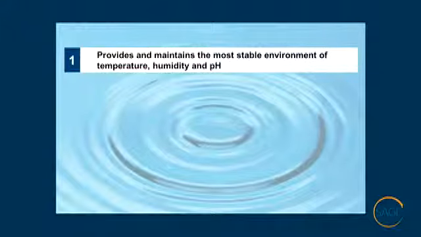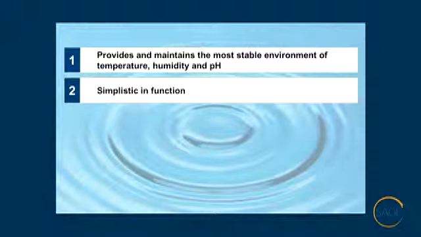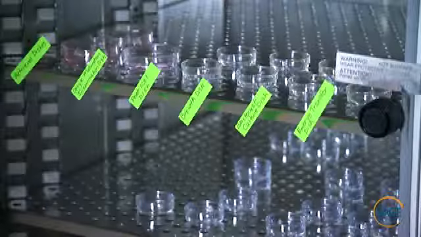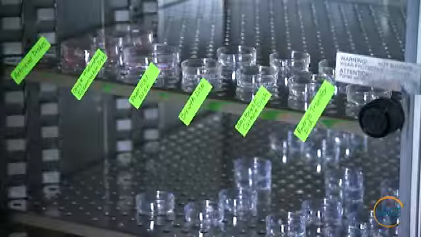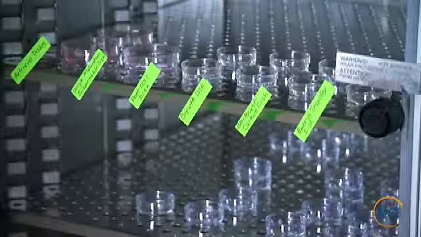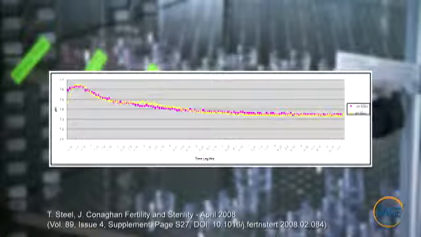A culture strategy should be chosen that provides and maintains the stable environment of temperature, humidity, and pH, is simplistic in function, and develops and supports the most competent embryos. Prior to placing any oocytes or embryos into culture, culture dishes containing any type of media should be pre-equilibrated for temperature, and if bicarbonate buffered media are utilized, for pH. Equilibration time should be at least 4 hours, although recent studies demonstrated that an 8 to 10 hour equilibration window was needed to stabilize target pH in culture dishes.